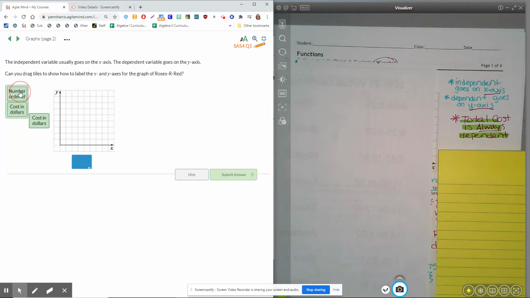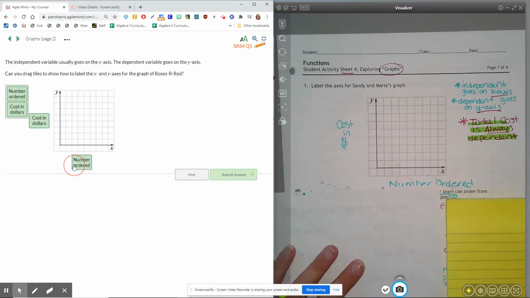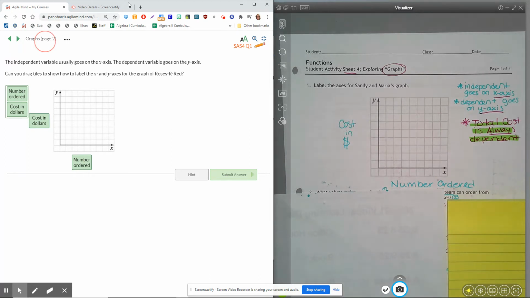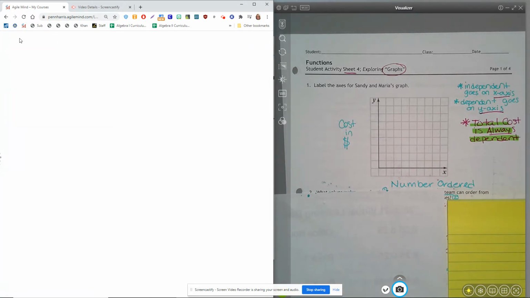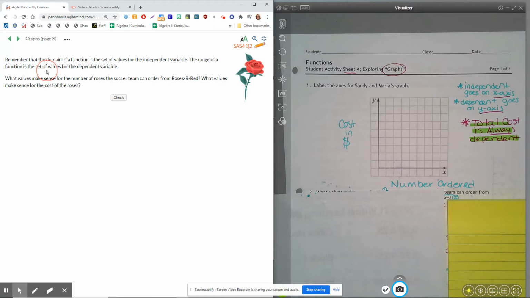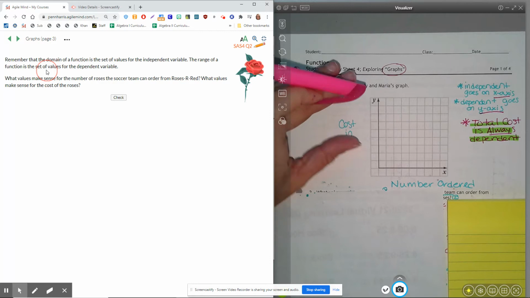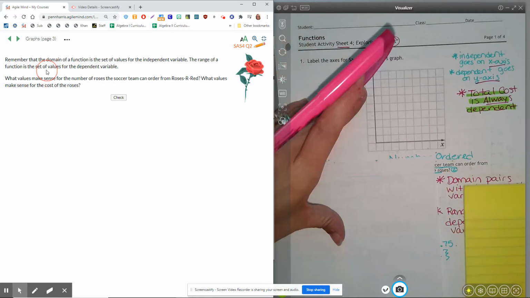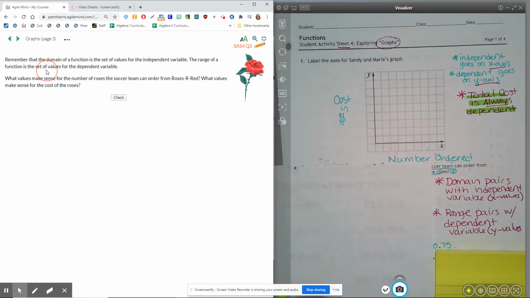And then my number of roses ordered is going to go on the x-axis. That's my independent. The number that I order doesn't depend on anything. It's my total cost that depends on the number that I order. So that's what we should have there. Again, this just goes back and reminds you guys about the independent and dependent variables.